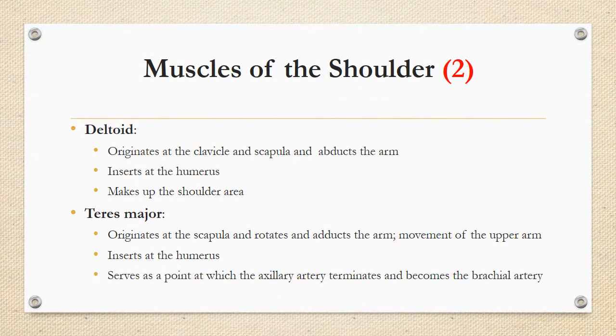Muscles of the shoulder: the deltoid. There are two of them. It originates at the clavicle and scapula and abducts the arm. It makes up the shoulder area for the most part.